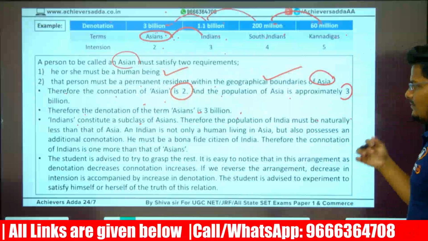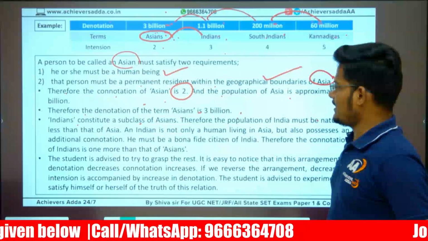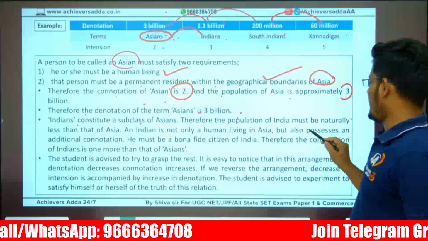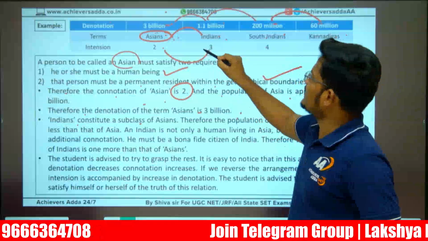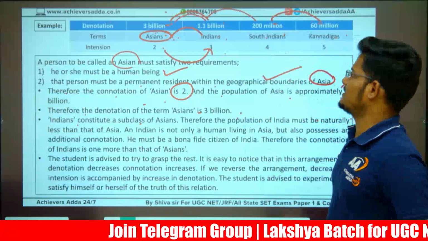Now it will obviously be less, because this is more and this is less. And again, an Indian is not only a human living in Asia, but also possesses an additional connotation. It means the quality will be increasing here, because whenever denotation is decreasing, quality will keep on increasing.